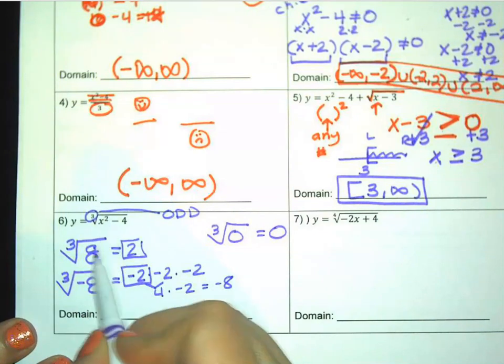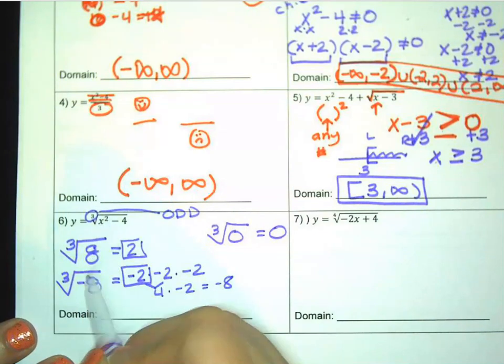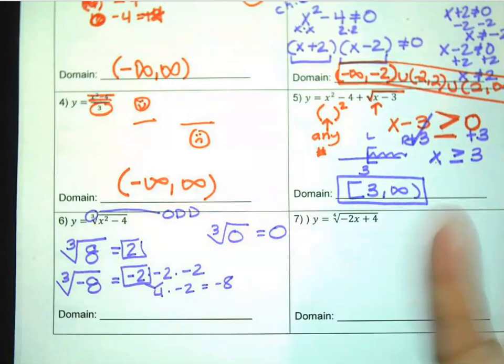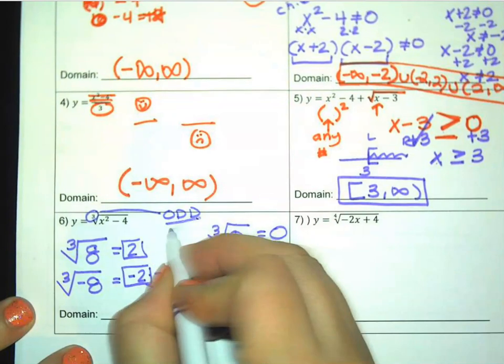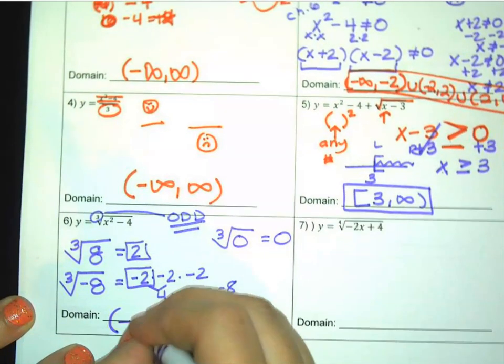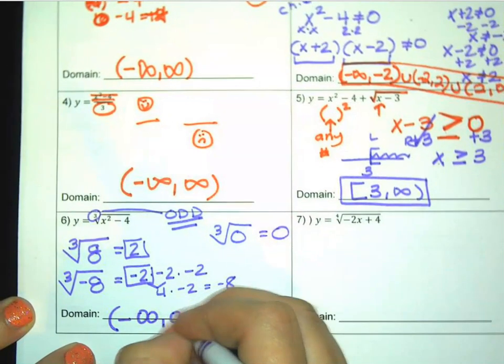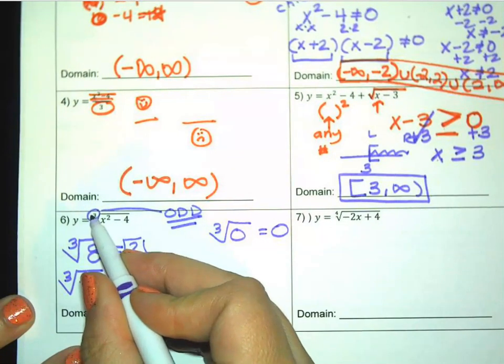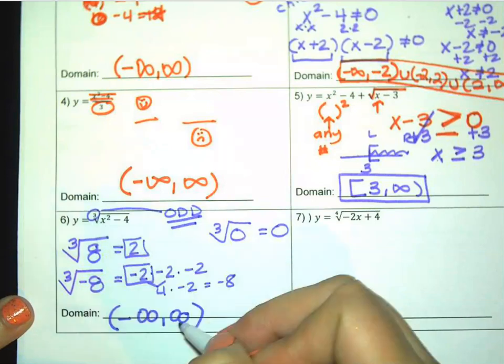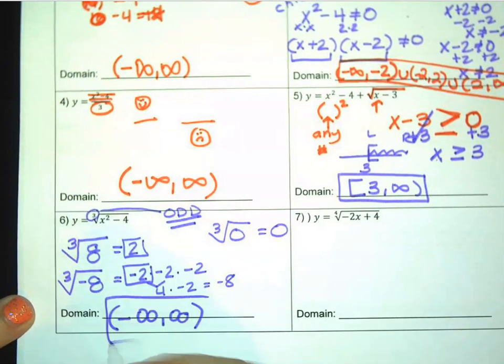because if it makes it positive, we're cool. If it's negative, we're cool. If it's 0, if it's a fraction, any number can go into the radical. So when it's odd, our domain is all real numbers. So if this was a 5 instead, or a 7 as the index, the answer is still all real numbers.